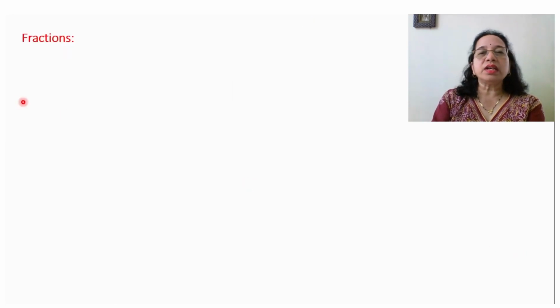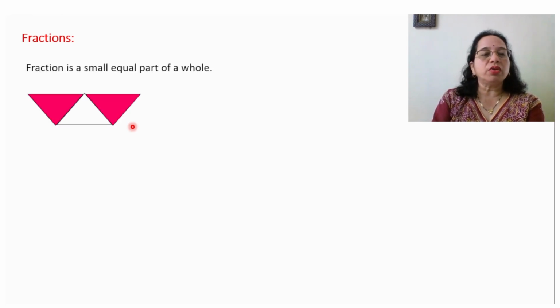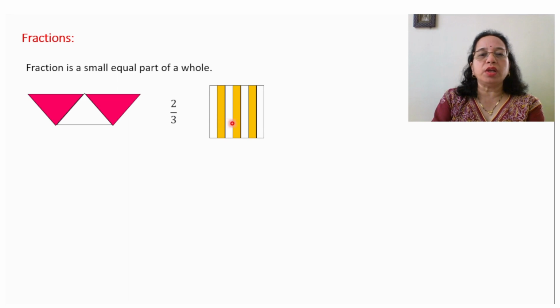So let us just revise fractions. What is a fraction? A fraction is a small part of a whole. Here you can see one picture. There are three parts, and out of three parts, two parts are shaded. So the fraction for the shaded part is 2 by 3. Take another example. Here the total number of parts is 7, and out of 7, 3 parts are shaded. So the fraction for the shaded part is 3 by 7.